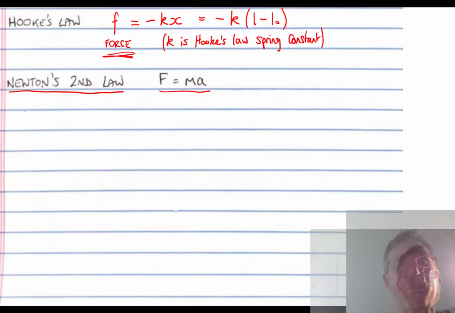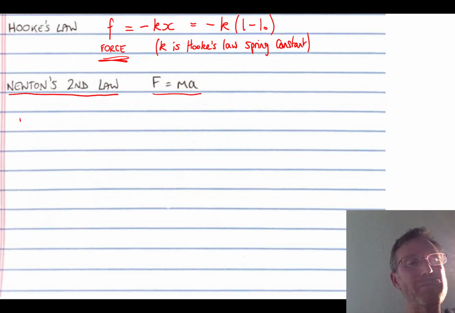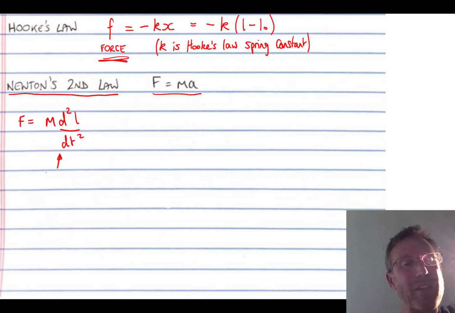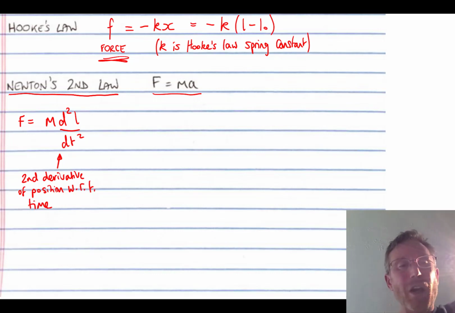According to Newton's second law, F is equal to ma, which is equal to the mass, and we're going to write it in terms of L at this point. So that'll be m d squared L by dt squared. What we recognize here is that this is the second derivative of position with respect to time. We can also recognize that this would be equal to m d squared x by dt squared.